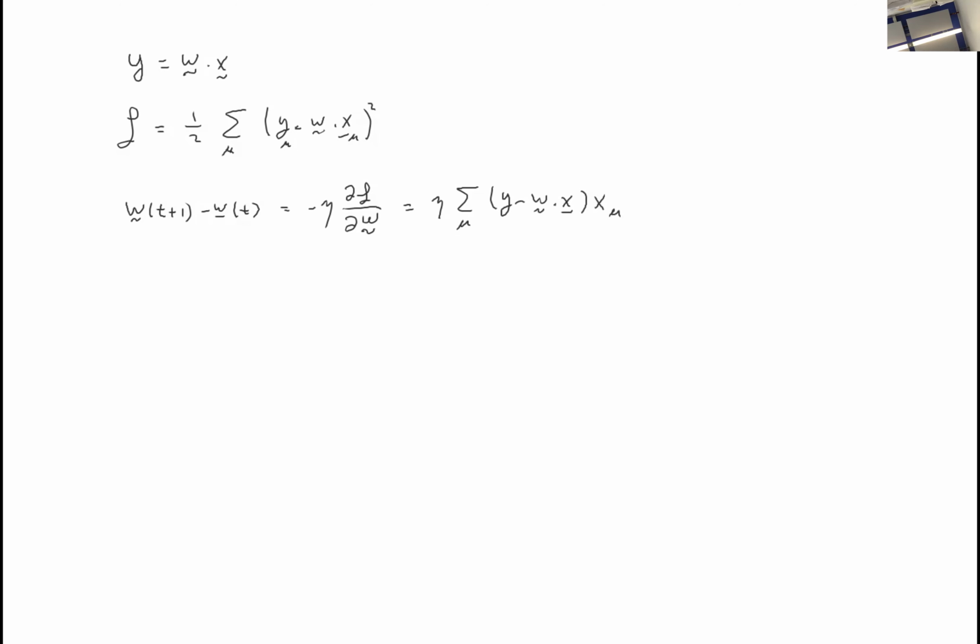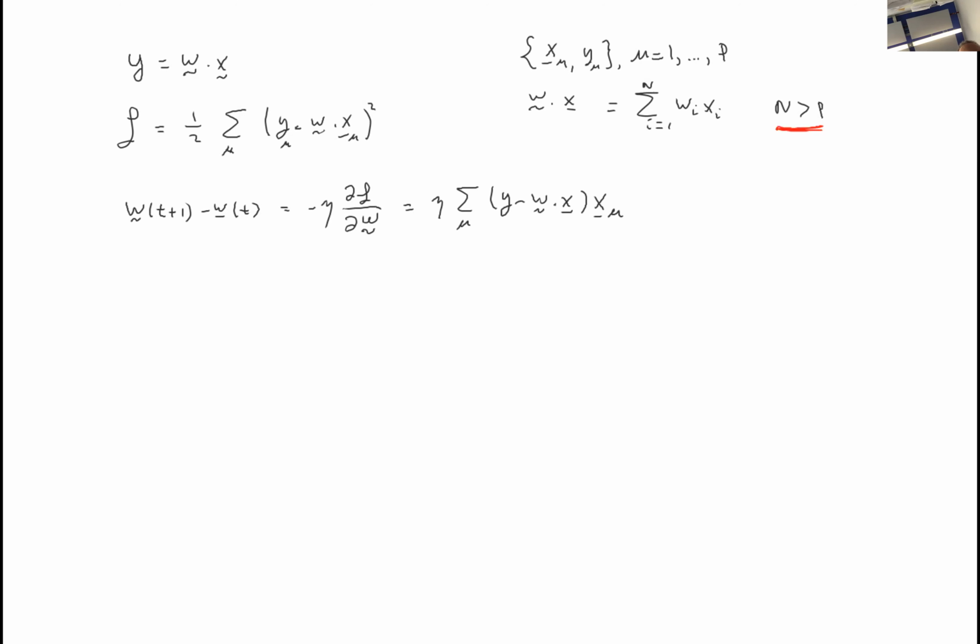Okay, we're going to be analyzing this rule in the case, again, where we have training examples. So our training examples are x^mu, y^mu, mu equals 1 to p. And this dot product, w dot x^mu, equals a sum on i from 1 to n of w_i x_i, and we're going to have n greater than p. In principle, it could be much greater than. Okay, so this is the setup. And n greater than p is going to be really, really important to all this.